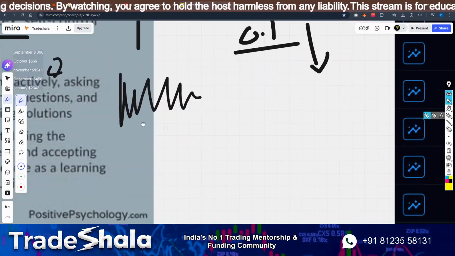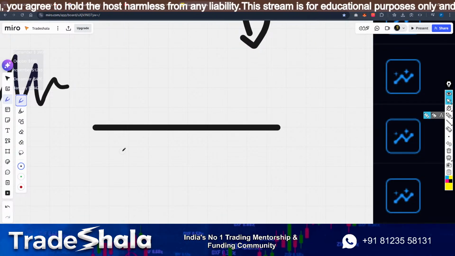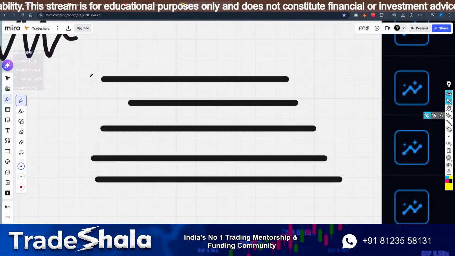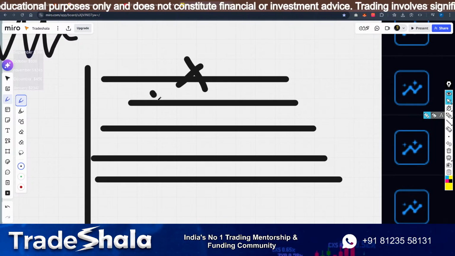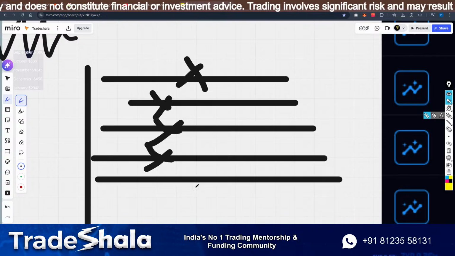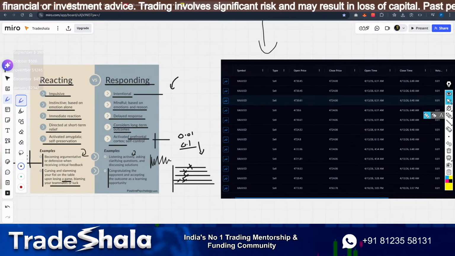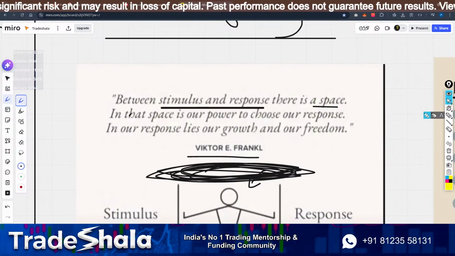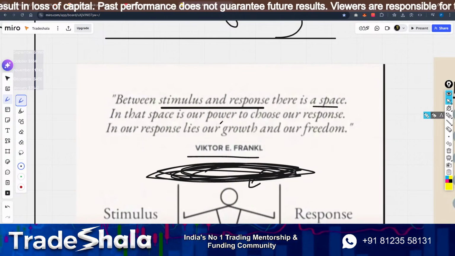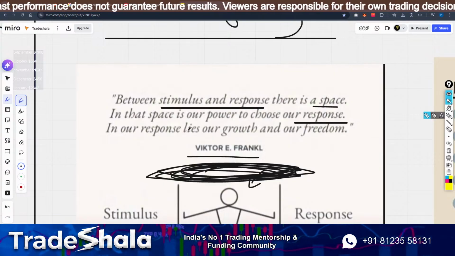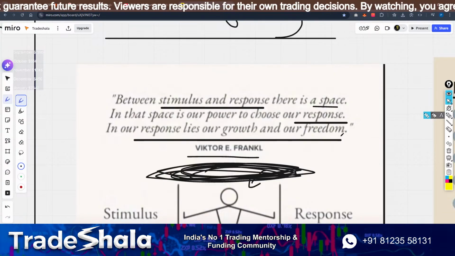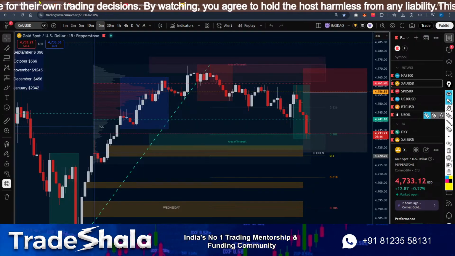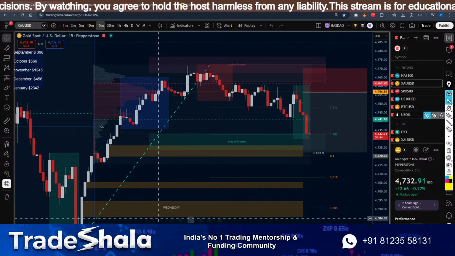So there are only a few ways you can actually lose money: over trading, revenge trading, over position, entering at bad times, entering because of your boredom. These are all just a few ways. If you just slowly fix one by one, you will not make mistakes, and then you will start making money. That's it. Okay. That is it. So what is it? Between stimulus and response, there is a space. In that space is our power to control our response. In our response lies our growth and our freedom. If you always act based on your emotions, you will be nowhere in life. That is a factual truth.